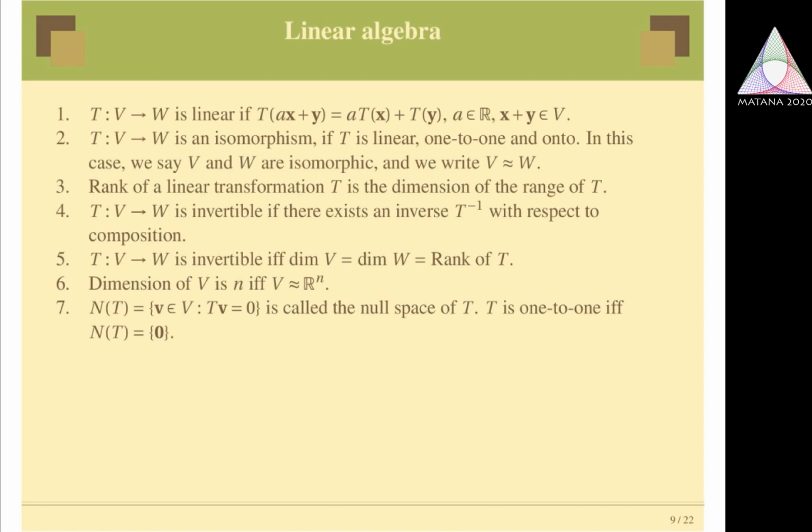Given a linear transformation, the null space of T is the subset of V which contains all vectors v for which T of v is 0. In fact, it is a subspace of V. We know that T is a one-to-one transformation if and only if the null space of T is the singleton {0}.